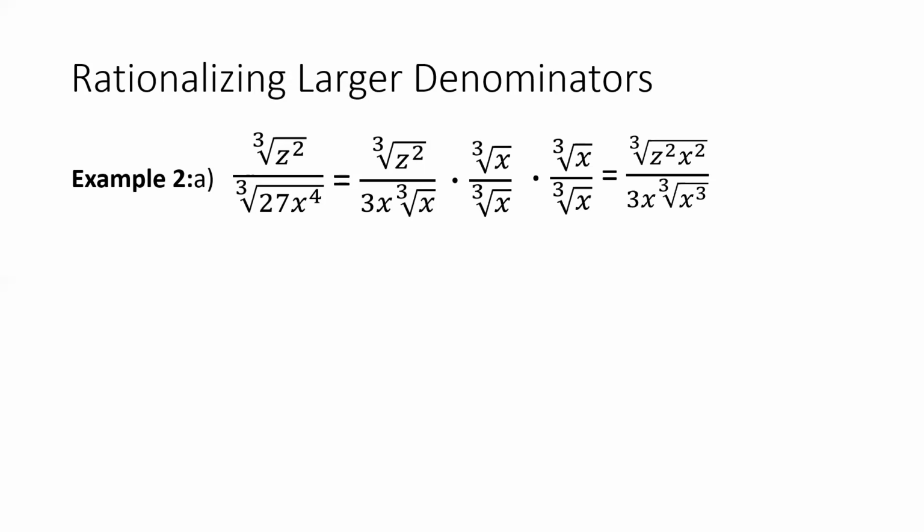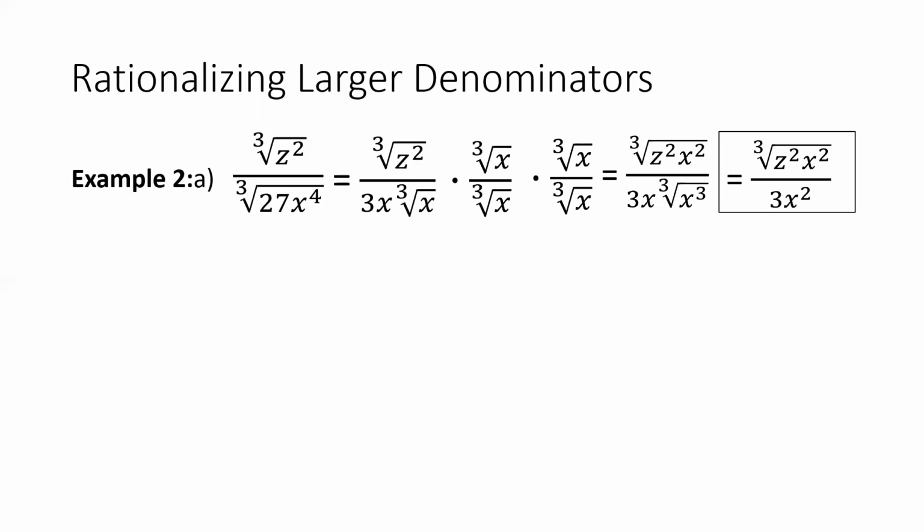So that leaves me with, I can combine my x's on the top, so I'm left with the cube root of z squared times x squared. And then for some reason in this case, I multiplied the x's in the denominator. Cube root of x times cube root of x times cube root of x is the cube root of x cubed, which is just x. And so I could have really just honestly skipped that step. And that leaves me with my final answer.